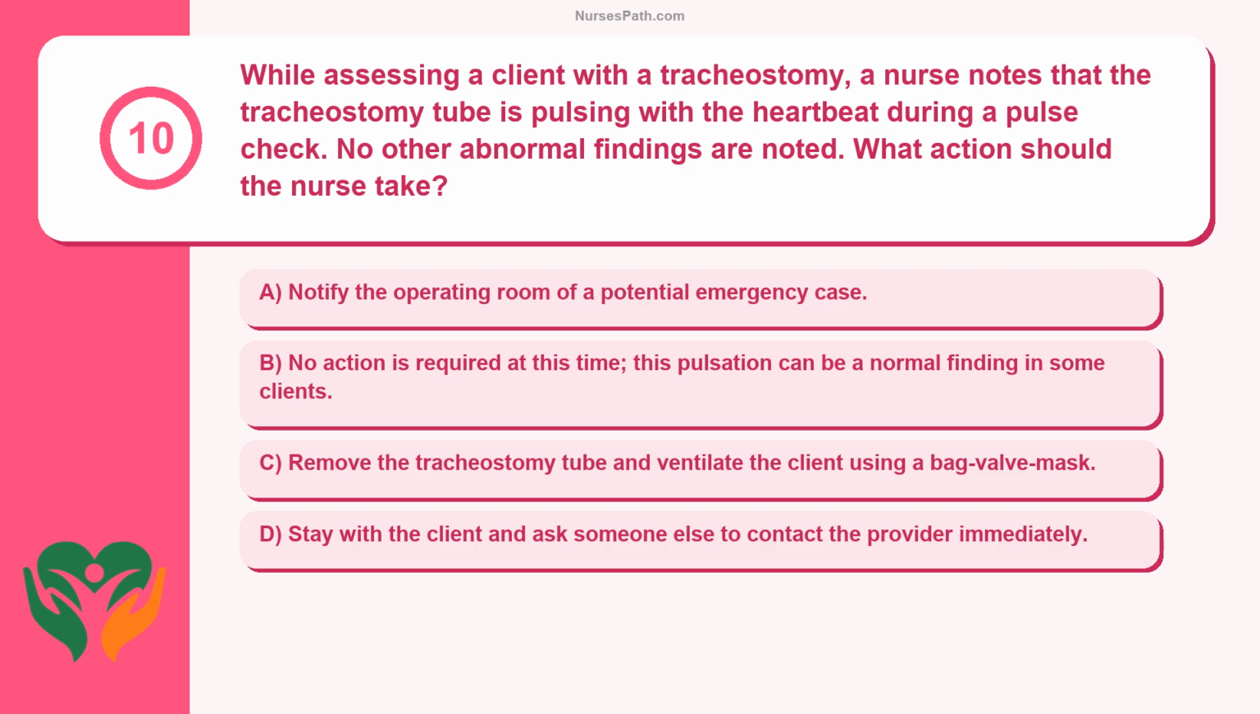Question 10. While assessing a client with a tracheostomy, a nurse notes that the tracheostomy tube is pulsing with the heartbeat during a pulse check. No other abnormal findings are noted. What action should the nurse take? Notify the operating room of a potential emergency case. No action is required at this time. This pulsation can be a normal finding in some clients. Remove the tracheostomy tube and ventilate the client using a bag valve mask. Stay with the client and ask someone else to contact the provider immediately.